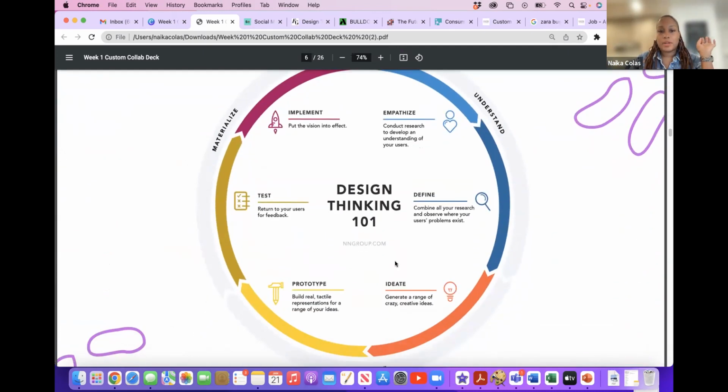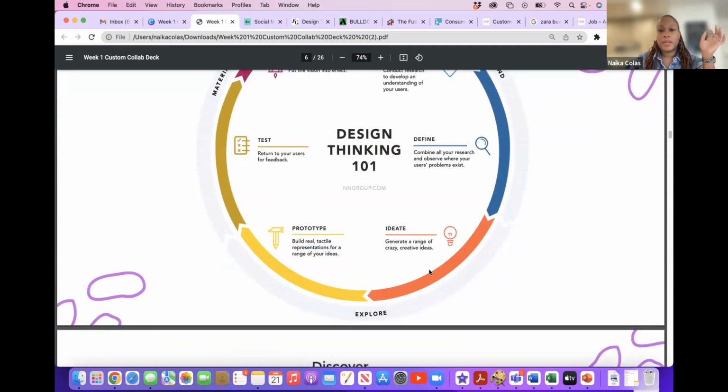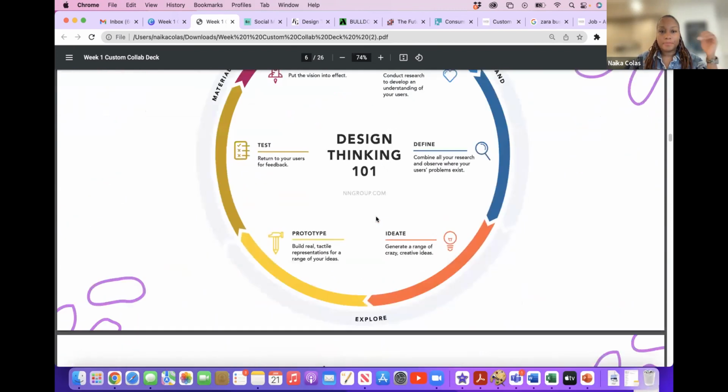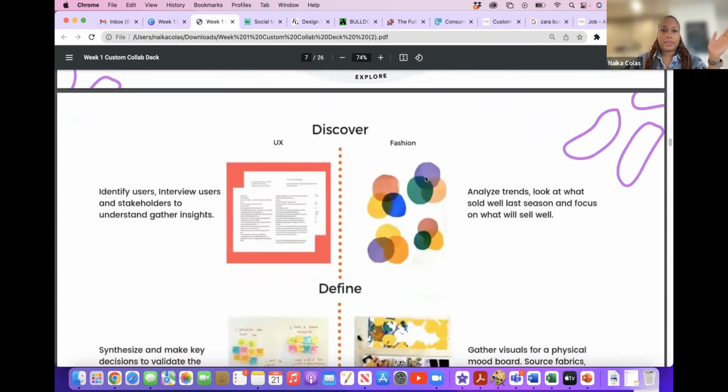And then this phase here is you're exploring. So you're ideating, you're prototyping, you're having your fit models come in, you're saying to yourself, okay, these are ideas that we have for fabrics, and then this is exactly what we're going to use.